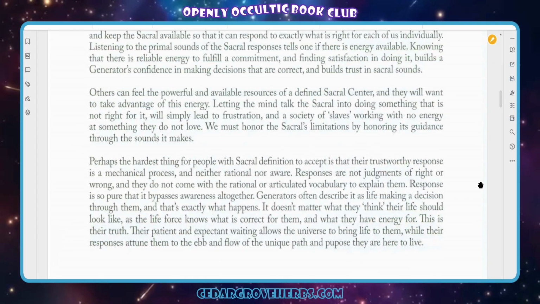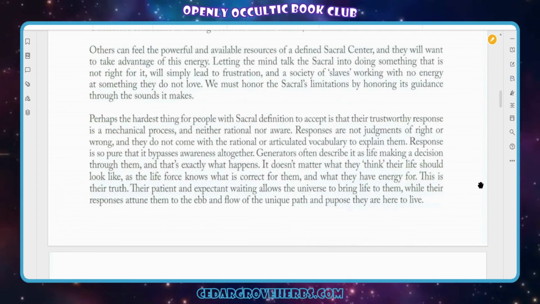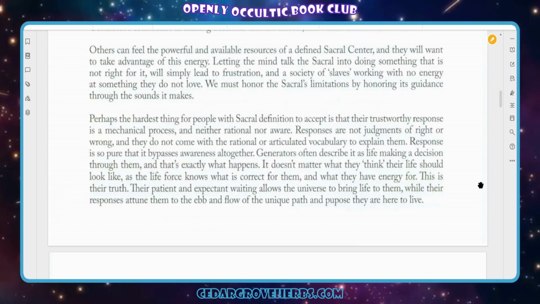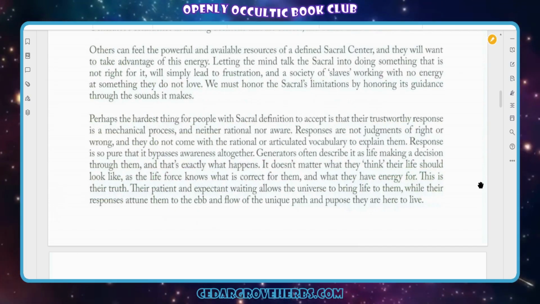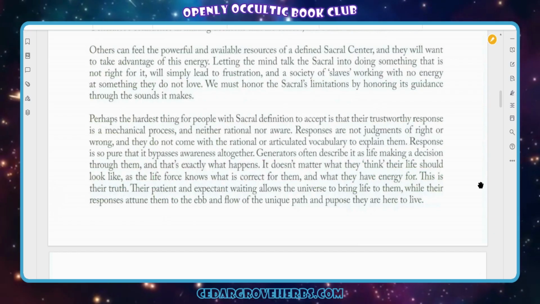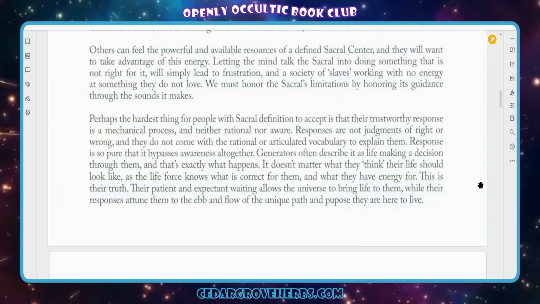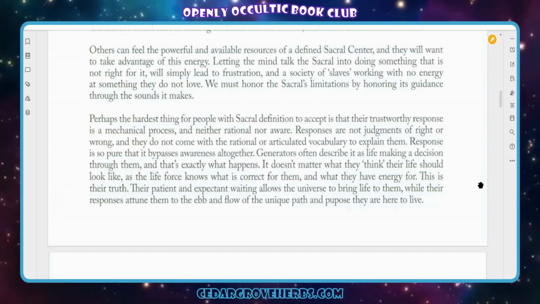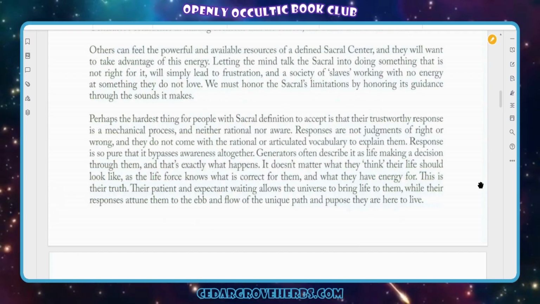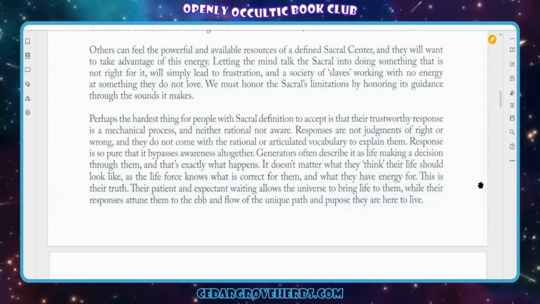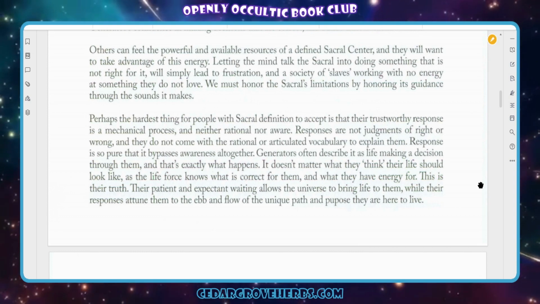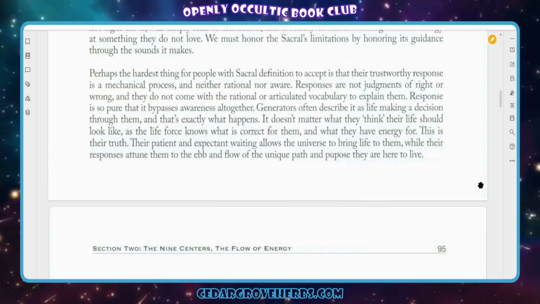Perhaps the hardest thing for people with sacral definition to accept is that their trustworthy response is a mechanical process and neither rational nor aware. Responses are not judgments of right or wrong, and they do not come with the rational or articulated vocabulary to explain them. Response is so pure that it bypasses awareness altogether. Generators often describe it as life making a decision through them, and that's exactly what happens. It doesn't matter what they think their life should look like, as the life force knows what is correct for them and what they have energy for. This is their truth. Their patient and expectant waiting allows the universe to bring life to them, while their response attunes them to the ebb and flow of the unique path and purpose that they're here to live.